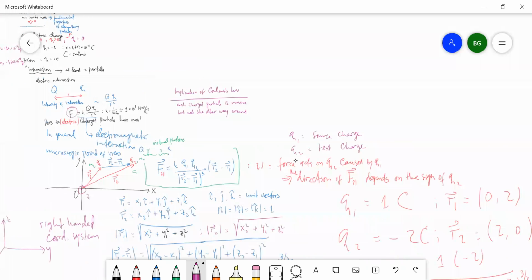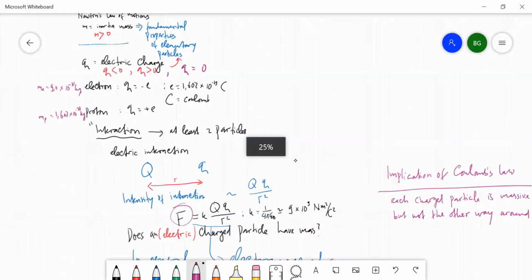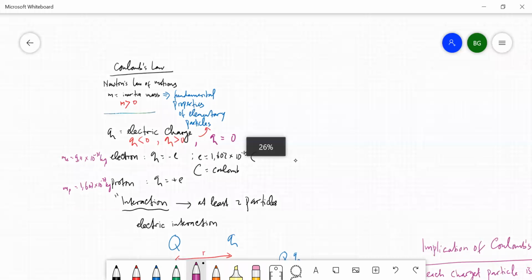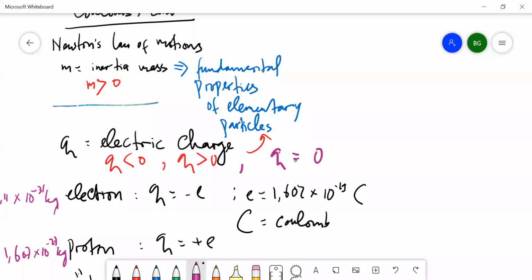Oke, jadi apa yang kita sudah bahas terkait dengan hukum Coulomb. Hukum Coulomb ini merupakan hukum yang fundamental di alam. Kenapa? Karena ini bisa dikatakan hukum setelah hukum Newton tentang gerak, yang menggambarkan tentang interaksi listrik. Kalau hukum Newton tentang gerak mendefinisikan massa, bahwa sebuah partikel itu dibedakan melalui massanya.